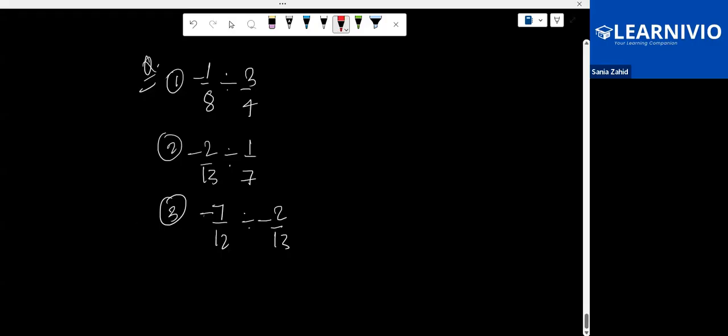So Rajan, tell me the answer for the first one. We have to reciprocal this. Yes, you have to reciprocate. So negative 1 by 8 multiplied with 4 by 3.